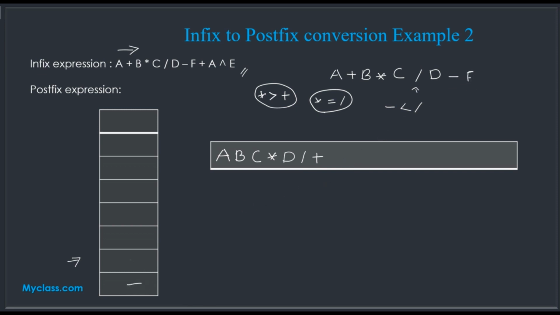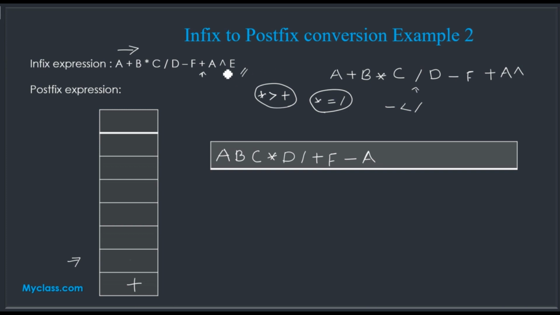Now we encountered F. F is an operand, so we are adding it into our postfix expression. Now an operator came. This has the same precedence, so we are popping. Plus and minus have the same precedence, so we are popping minus from the stack and adding plus into it. So now the stack contains addition. Now there is an operand A. A is an operand, so we add it into the postfix expression.